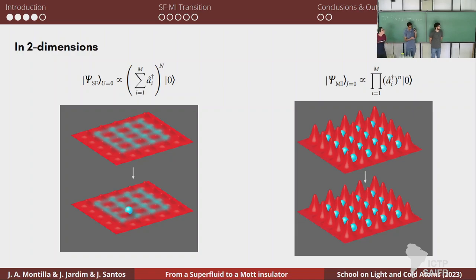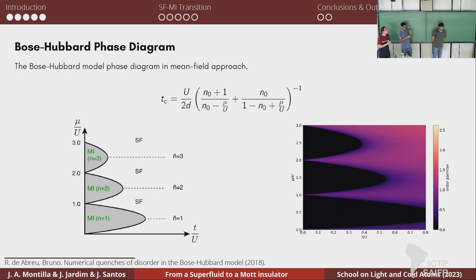Okay. And here is the phase diagram of the Bose-Hubbard model. In this first image we have the Mott lobes in gray for density one, two, and three. This plot shows the reduced chemical potential as a function of the T or J parameter of the Bose-Hubbard Hamiltonian, and this plot was made using this previous equation for the T or J parameter. In the other plot is the numerical simulation of this phase diagram.